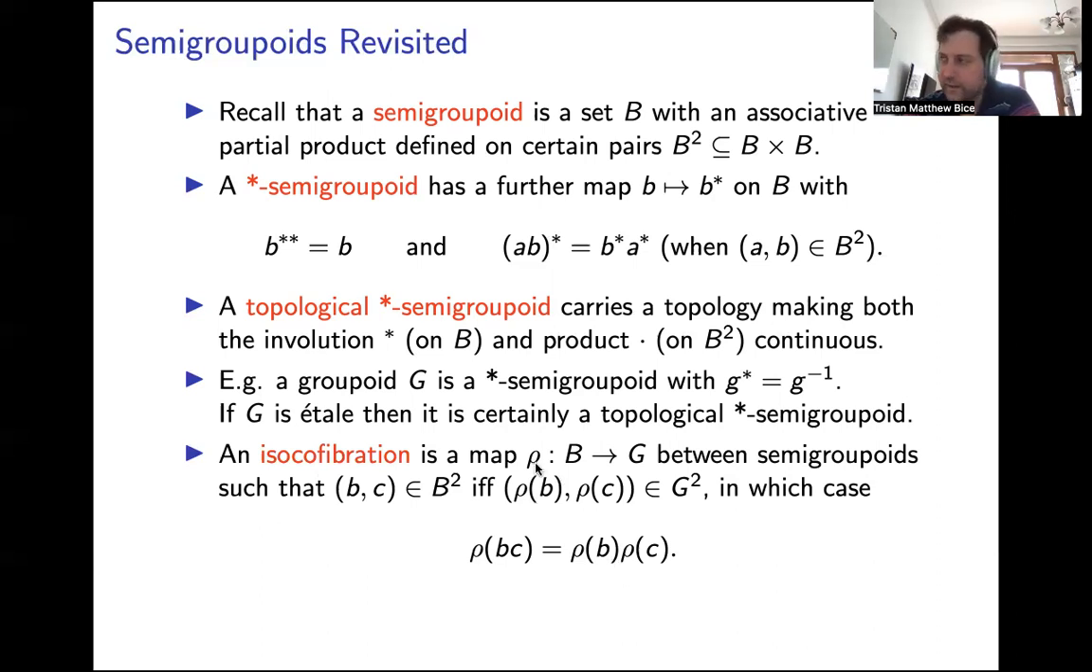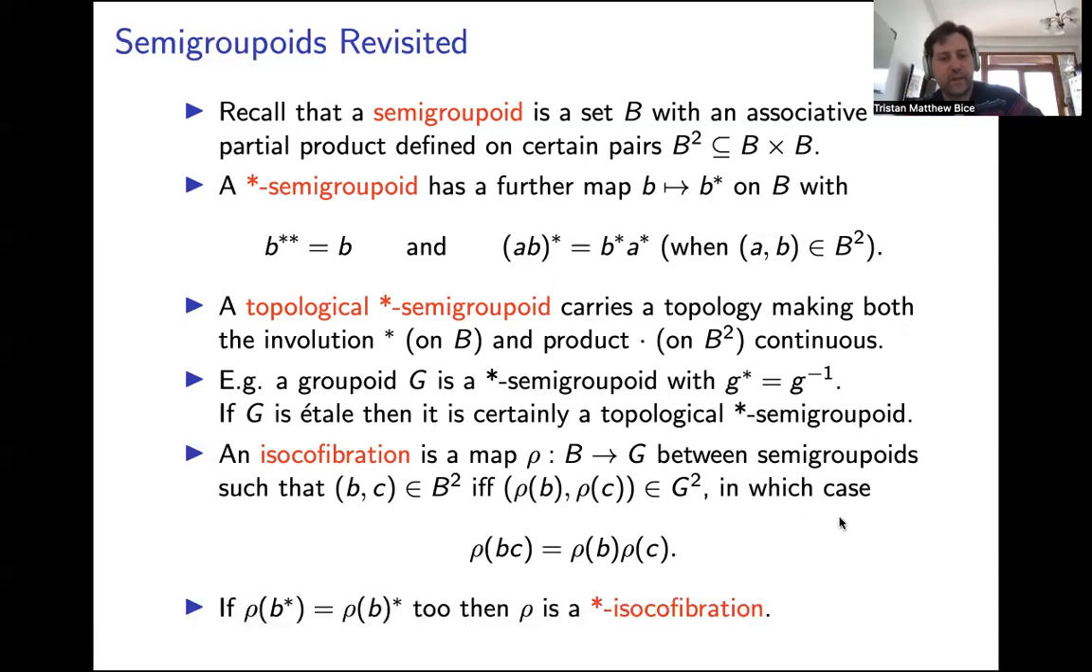So if you're looking at functors between categories, well, forgetting about the units for the moment, a functor is something where the product in G is defined if the product in B is defined, basically, right? But here, an isocofibration is something stronger. It's saying that the product in B is defined also always when the corresponding product in G is defined. So we know they're equivalent. This slight strengthening will be important.